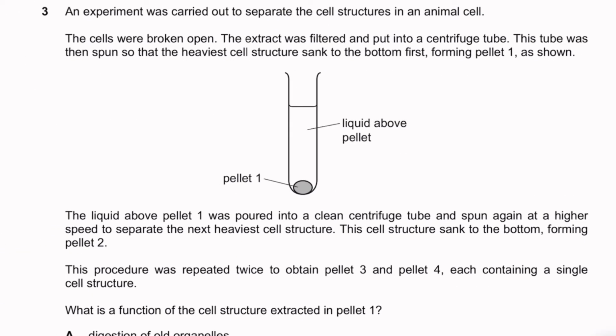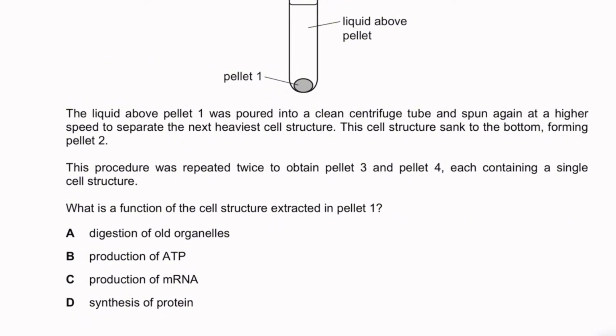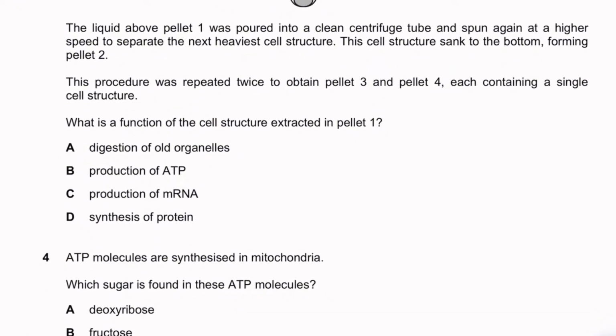Question 3. An experiment was carried out to separate the cell structures in an animal cell. The cells were broken open, the extract was filtered and put into a centrifuge tube. The tube was then spun so that the heaviest cell structure sank to the bottom, forming pellet 1, as shown. I would assume that the first pellet would be the nucleus, because the nucleus is the heaviest cell organelle. The liquid above pellet 1 was poured into a clean centrifuge tube and spun again at a higher speed to separate the next heaviest cell structure. This cell structure sank to the bottom, forming pellet 2. I would assume that would be the mitochondria. The procedure was repeated twice to obtain pellets 3 and 4, each containing a single cell structure. What is the function of the cell structure extracted in pellet 1?